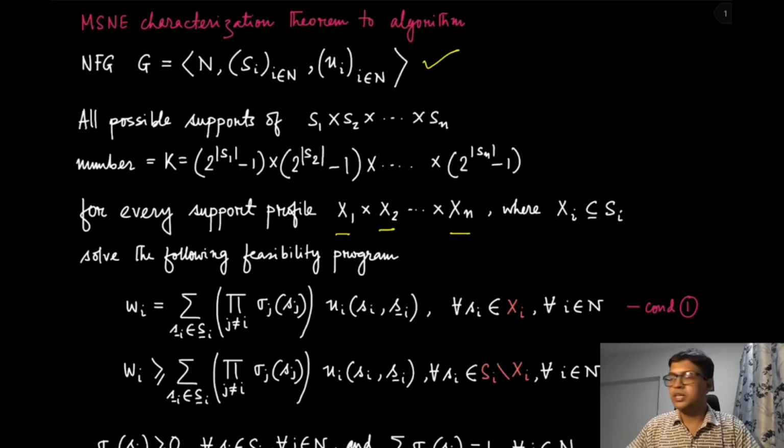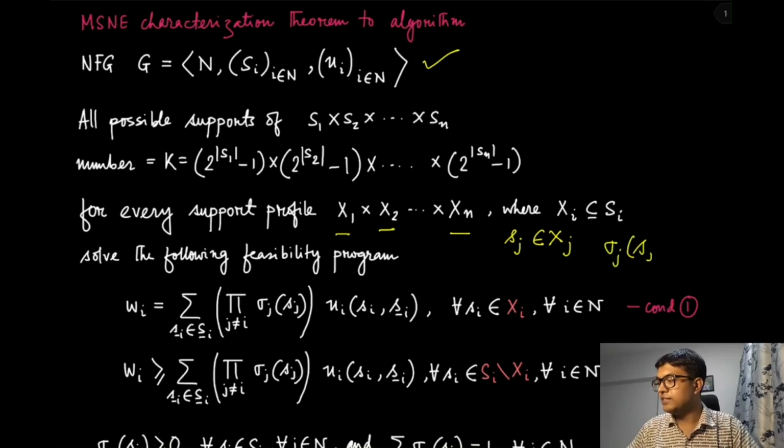So what does that mean? Let us go over step by step. If we pick a specific player j and look at the strategy of that player j, which is living in that support, so let's say this sj is in capital Xj, which is the support, then we are going to define sigma j of sj as a variable in this feasibility program, which essentially says what is the probability we are associating with that strategy. So with what probability this player is going to play that strategy.